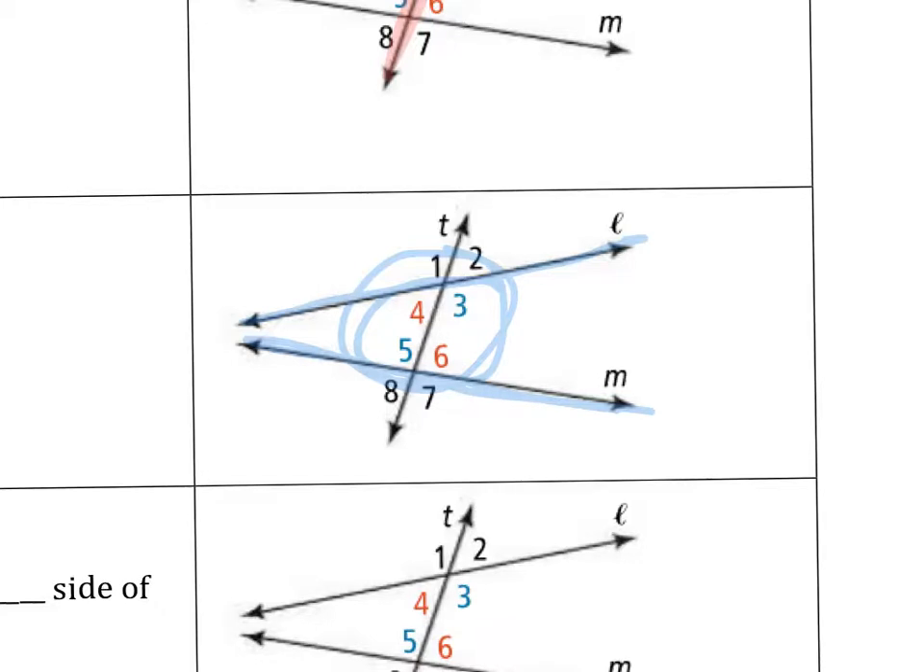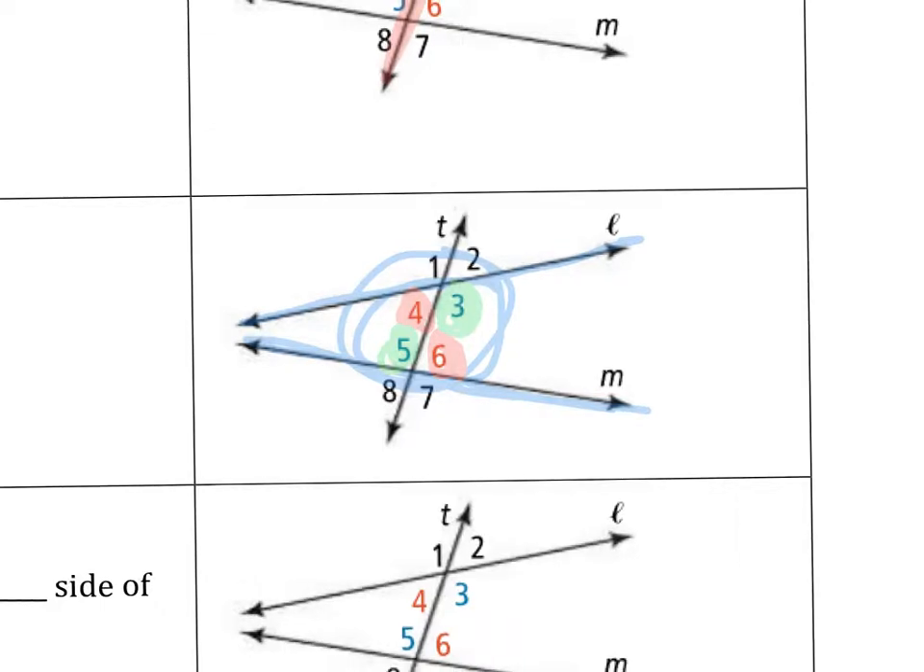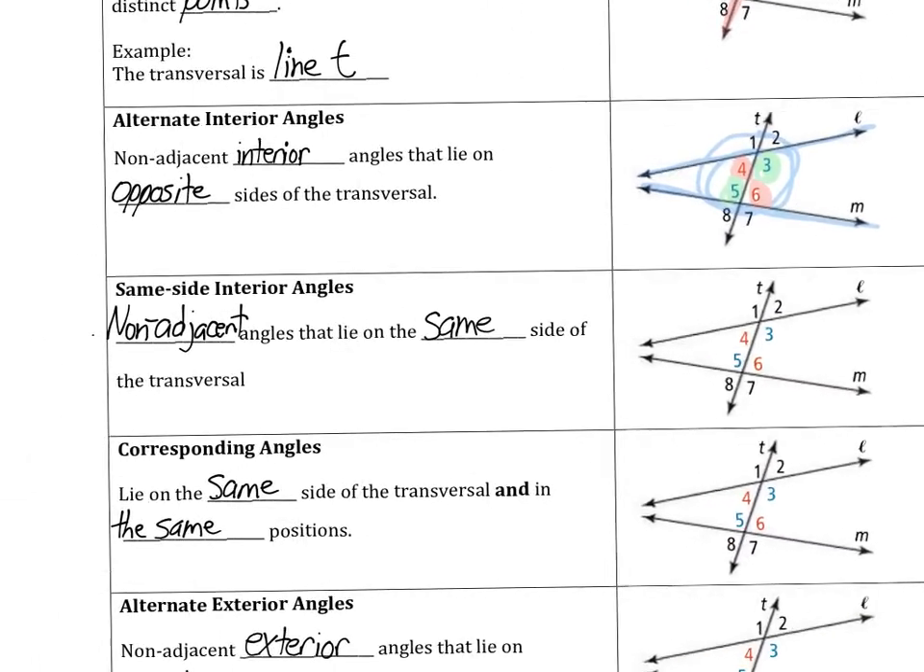They're on opposite sides of my transversal. So that means that 4 and 6 are an example, or 5 and 3. So you don't want them next to each other, and they have to be on opposite sides. So we couldn't say like 4 and 3 or 5 and 6. It has to be 5 and 3, 4 and 6. Okay, let's try another one.